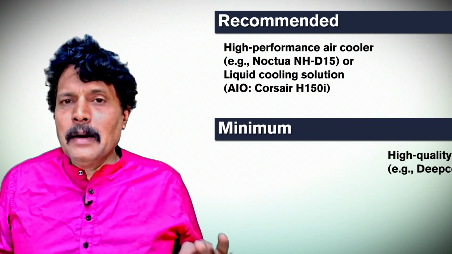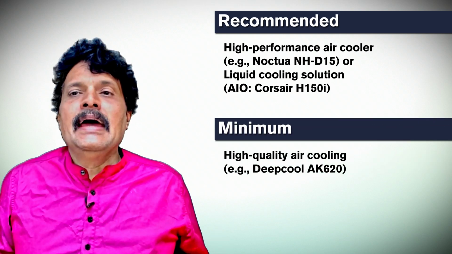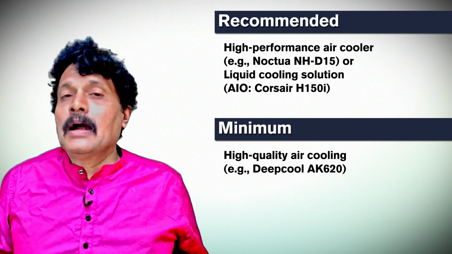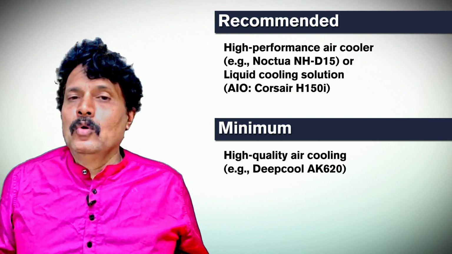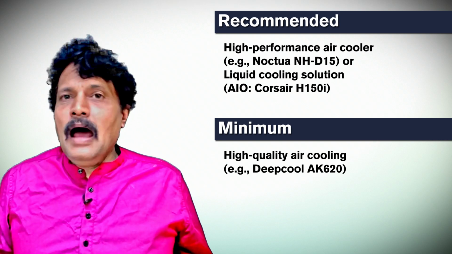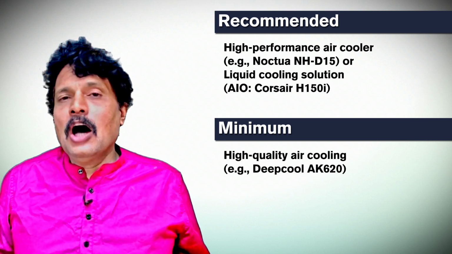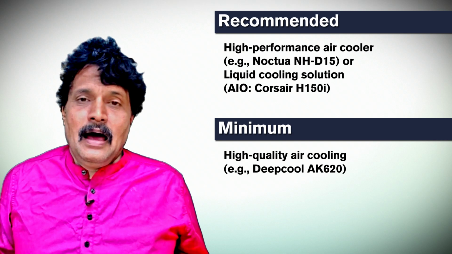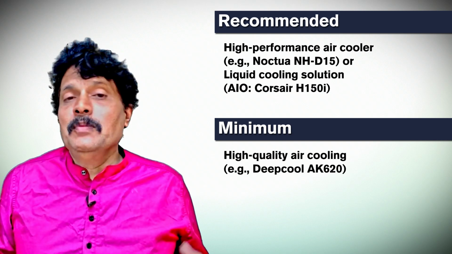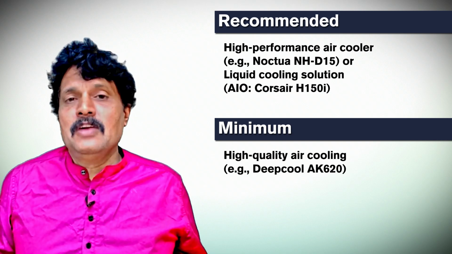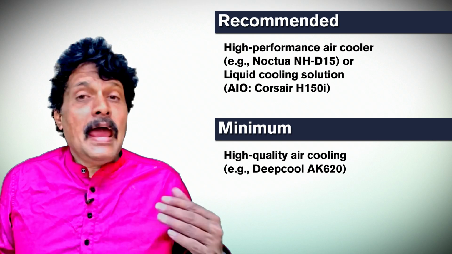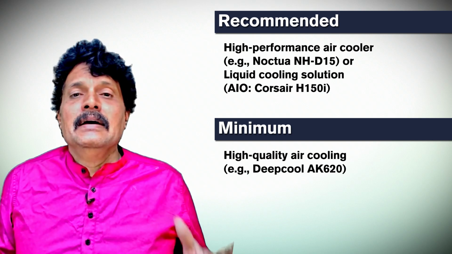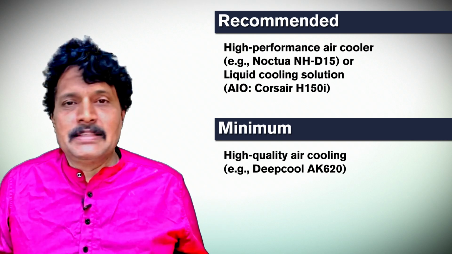But the minimum high quality air cooling requirement is, if you are a student, you should at least go for DeepCool AK620. Now, you may ask why. Because Unreal tasks are often prolonged and intensive. And the CPU and GPU will be running at almost 100% for hours together. And so the efficient cooling reduces thermal throttling, maintaining the CPU and GPU performance.